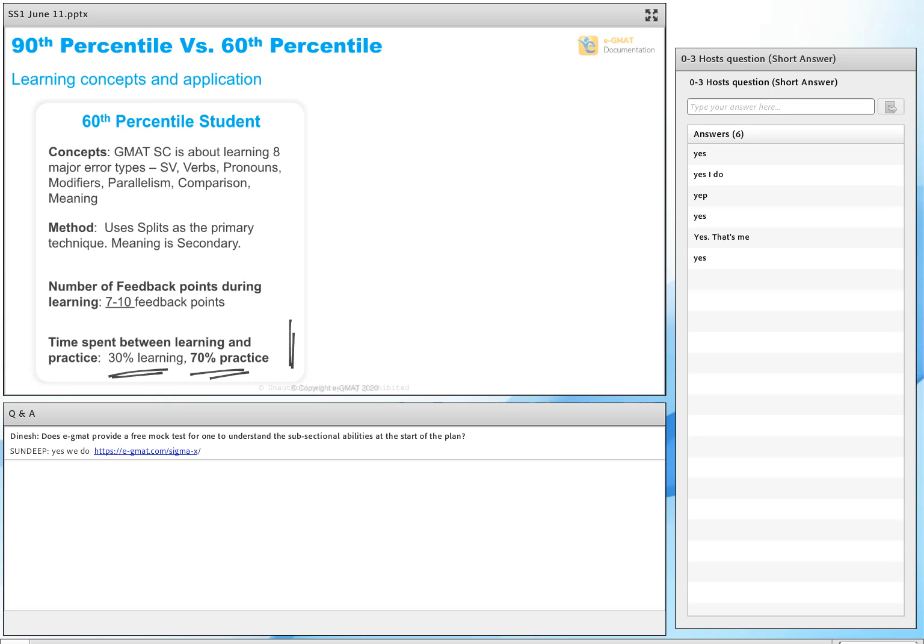No, that's not how you learn. Maybe in school, where you're not taking a test that's talking about ability, where you have a test that's going to have the same questions that you'd get in practice questions. That's not the GMAT.